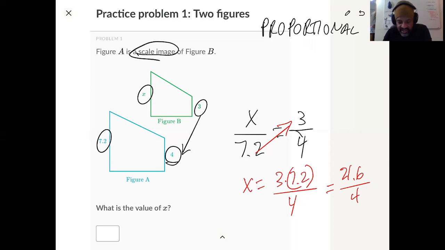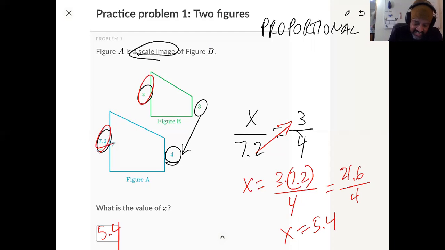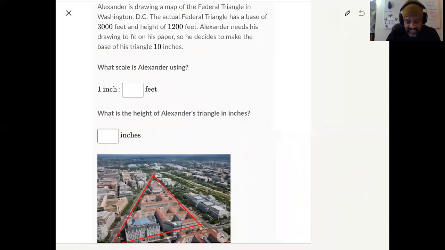21.6 divided by 4 is 5.4. So the answer to this, X equals 5.4. We don't have any units on this one, right? So we're going to compare this side to this side because that's how they're oriented. And we're going to compare this side to this side, right? So in this particular case, they don't give us units. We got to just look at the figure and use the corresponding sides to set up the proportion. Same idea, right? I got one more question.